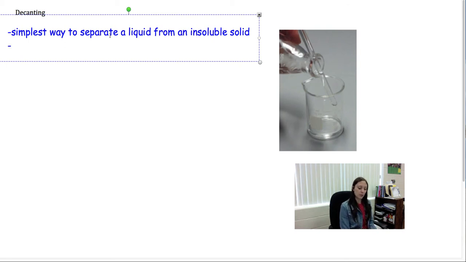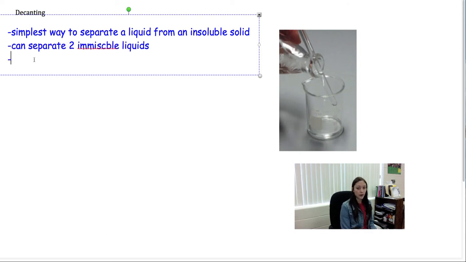You can also separate two immiscible liquids with decanting, but again, it's not the neatest way to separate. These are often used for suspensions because you have something that settles out over time. You're trying to get the water out and leave behind the mud that's part of like the muddy river water.